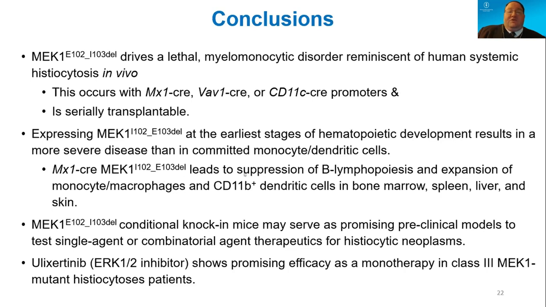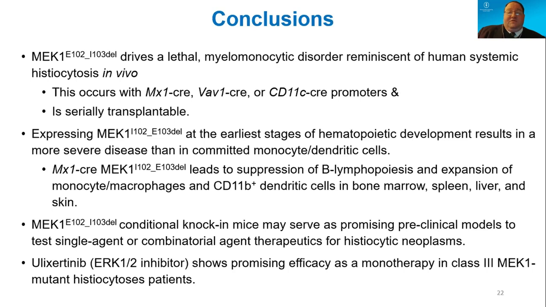And this leads to a suppression of B lymphopoiesis and expansion of the myelomonocytic compartment, with a particular expansion of the monocyte macrophage compartment and monocyte-derived dendritic cells such as CD11b positive dendritic cells in the bone marrow, spleen, liver, and skin, which are all major organs involved in human histiocytoses. So the MEK1 E1203 deletion conditional knock-in mouse seems to be a histiocytosis mouse model now.